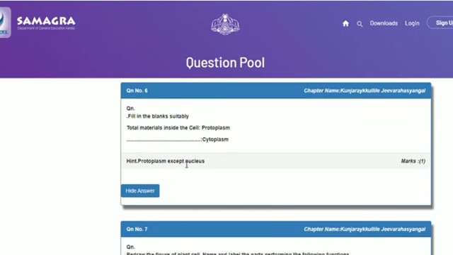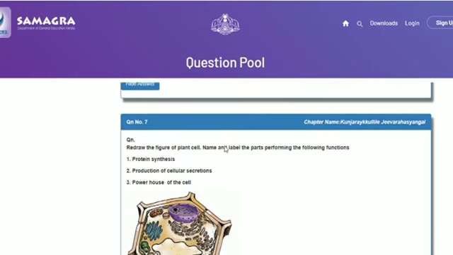Question number 6: total material inside the cell, that is protoplasm. Dash is cytoplasm. That is, protoplasm except nucleus is cytoplasm.